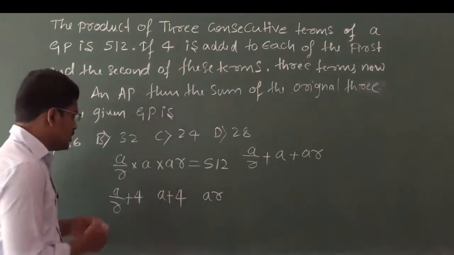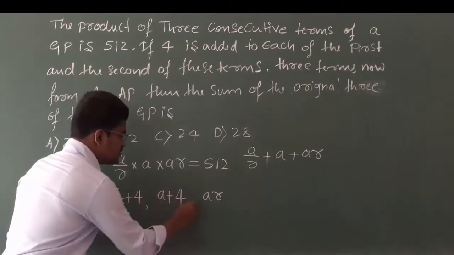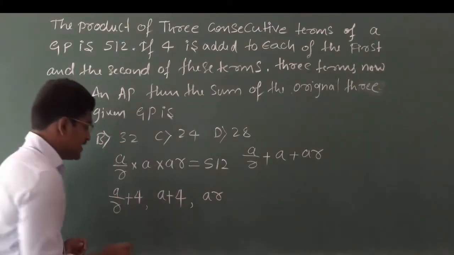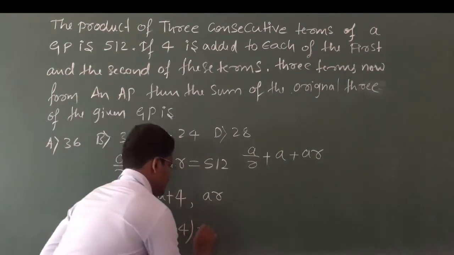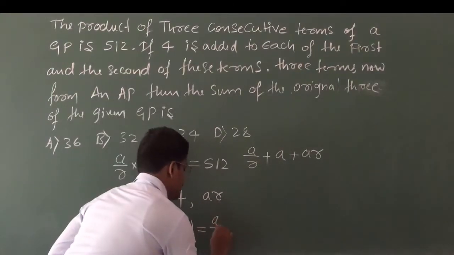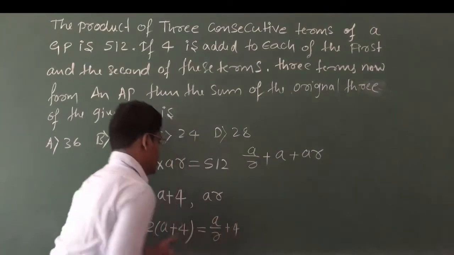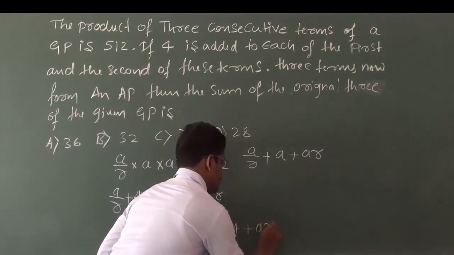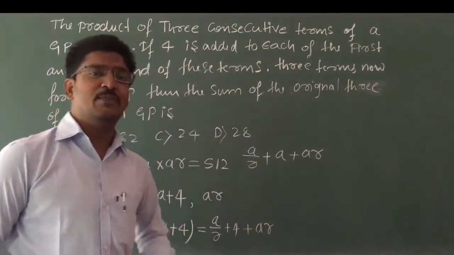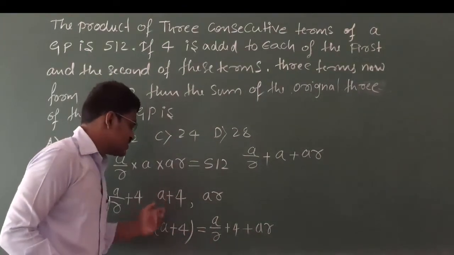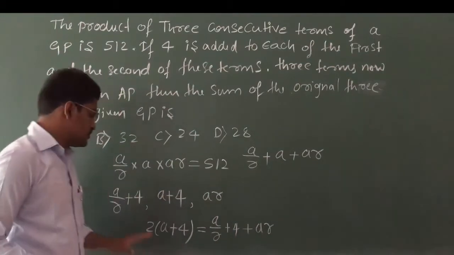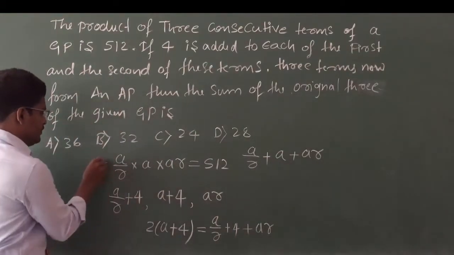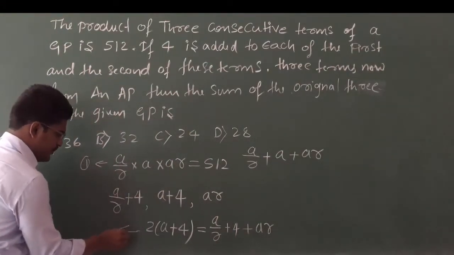That means if you want to write these 3 terms in AP, you all know that 2 times of A plus 4 must be equal to A by R plus 4 plus AR. A very basic property of your AP. Clear? So 2 times the middle term is equal to the sum of the first term and last term. So no worries. Here you have 2 equations now.